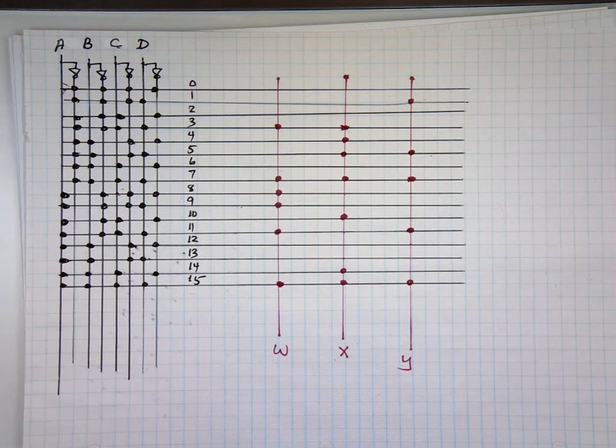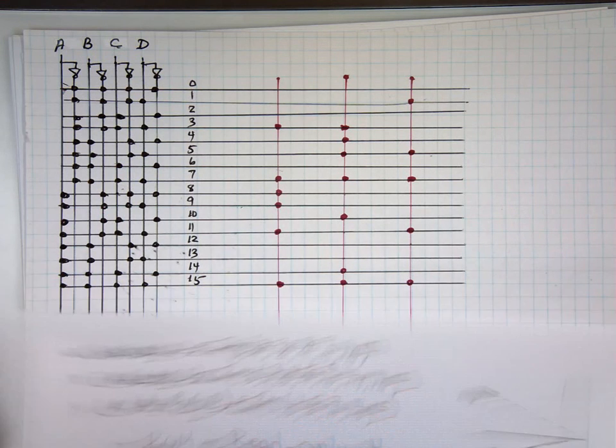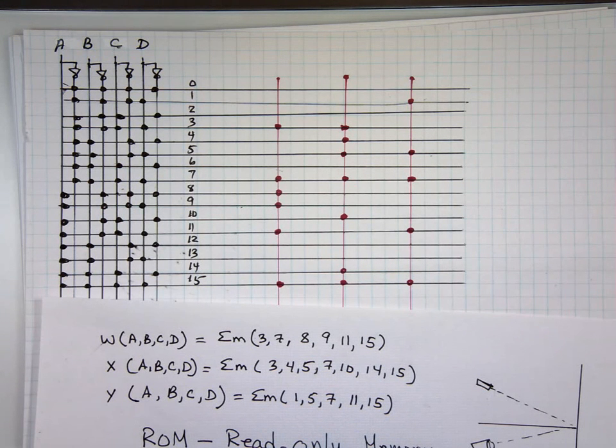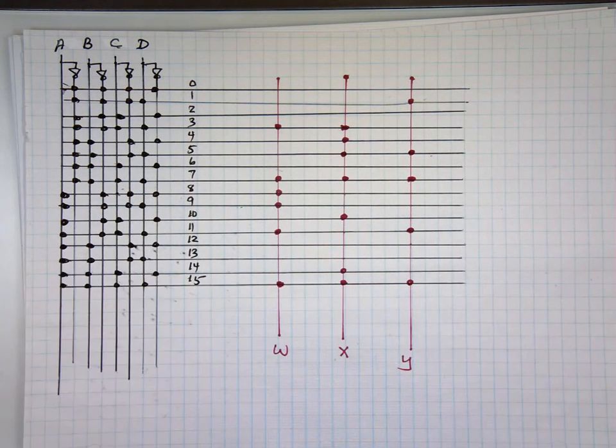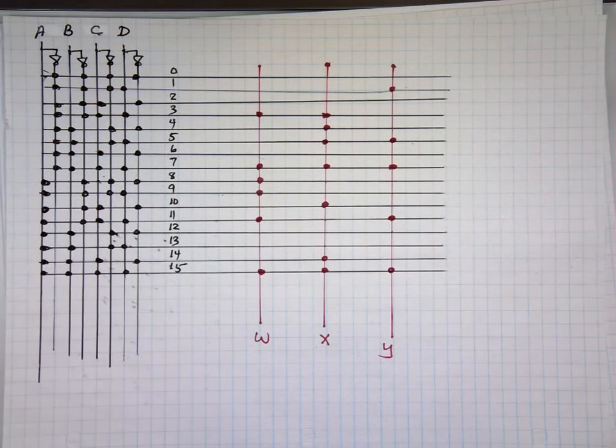So this is, I designed these functions using a ROM. These functions, W, X, Y, and Z. Now, if I decide to use PLA, which is Programmable Logic Array, I need to be careful, be creative with it somehow. Figure a way. So I'll stop the video here. I'll make the next video PLA with the same functions here.